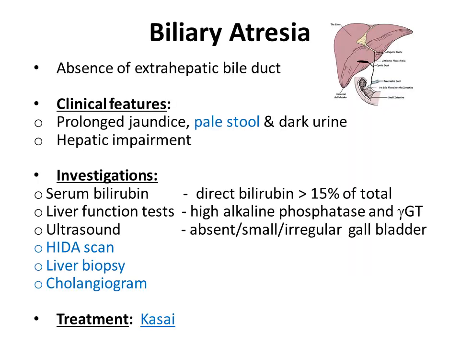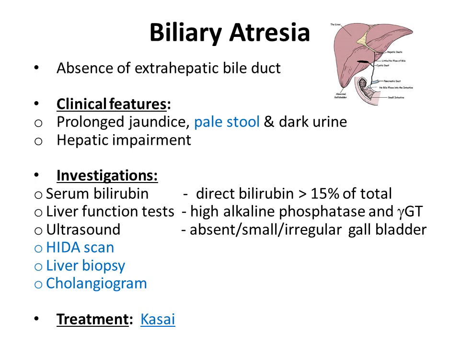Biliary atresia refers to a condition where there is absence of extrahepatic bile duct. The patients typically present with prolonged jaundice, accompanied by pale stool as there is no stercobilin in the stool, and dark urine as the water-soluble conjugated bilirubin is excreted in the urine. Advanced cases may present with hepatic impairment and portal hypertension.